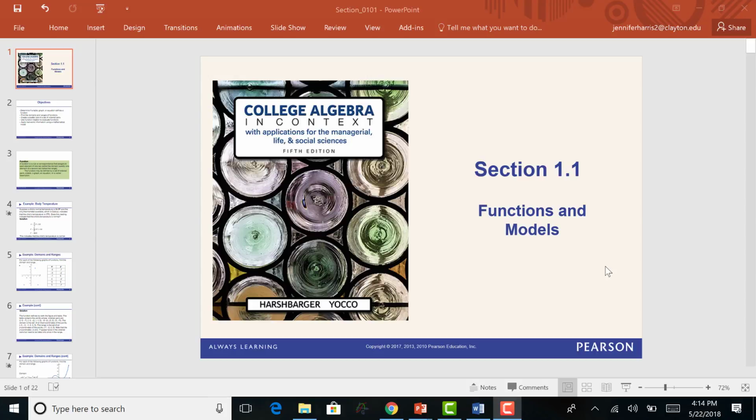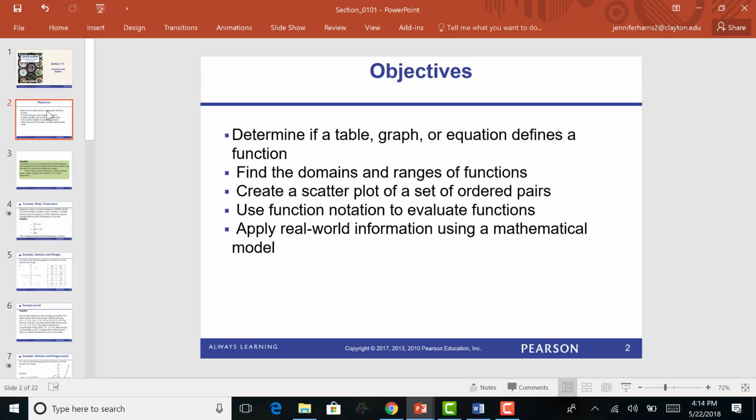All right, so section 1.1 is what we're going to cover first. Here are the objectives that we're going to talk about in this first section. We're going to talk about an XY table, a graph, an equation, and how these are defined as functions, what they look like as tables, as graphs, as equations. We're going to talk about domain and range.